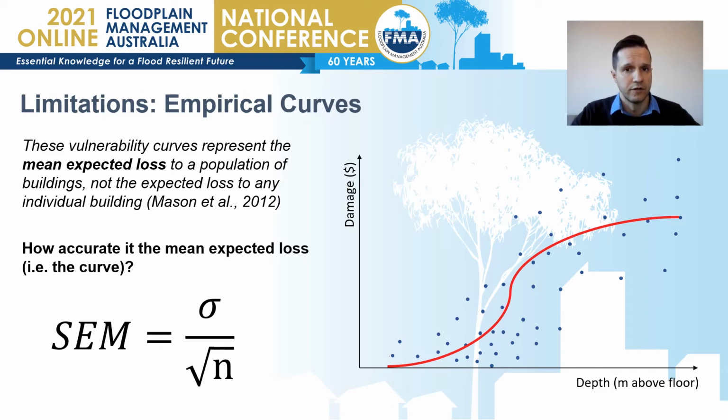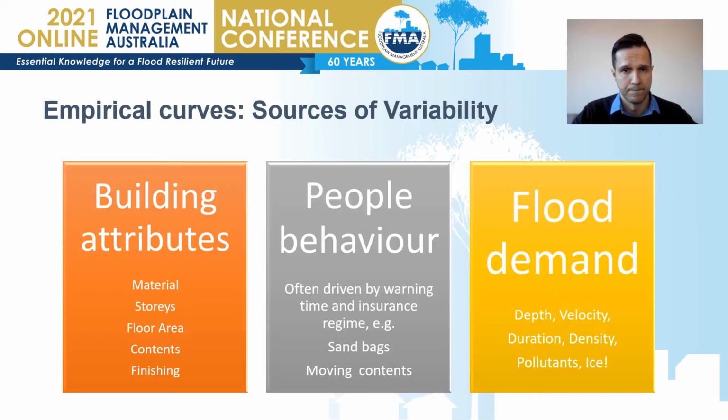The accuracy of a curve is then defined by the standard error of the mean, which is the ratio of the standard deviation of the true population of buildings to the square root of the sample size. In other words, a curve is more accurate if it is built using a large sample size and if the variability of the class of buildings it represents is small. What are then the causes or the sources of this variability in empirical curves? There are three main causes: variability of the building attributes, people behavior, and flood demand.